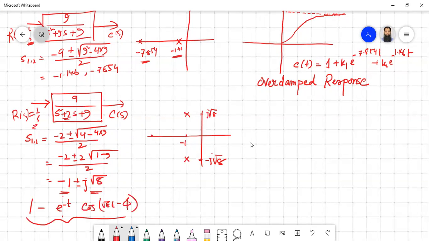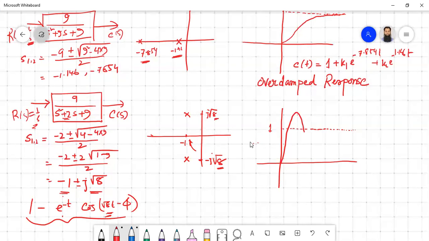Because of the real portion, it will have exponential decay, and because of the imaginary portion, you will have a sinusoidal oscillation. So what we are going to get as a forced response will determine the final value. Say the final value is 1 in this particular case. So we are expecting a decaying oscillation that will eventually approach 1. So we will have something like this, a decaying oscillation. So this is the scenario.